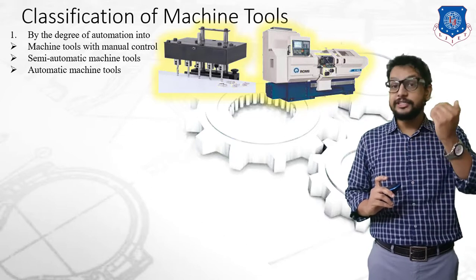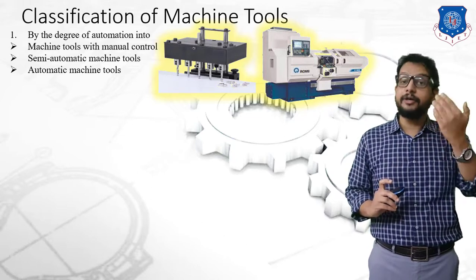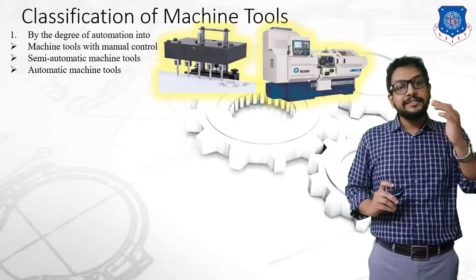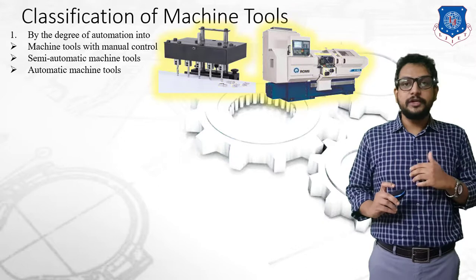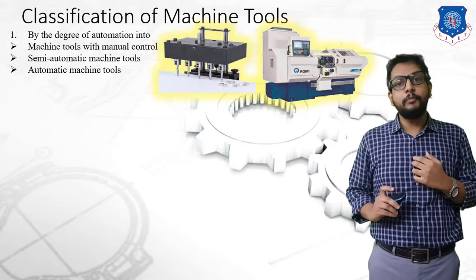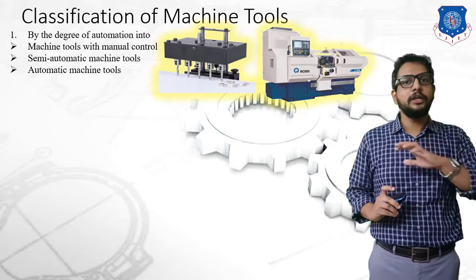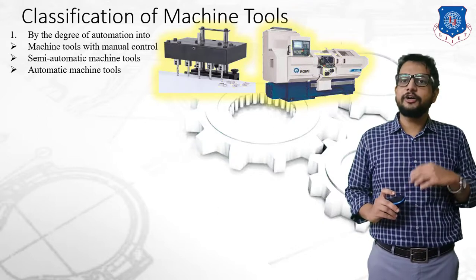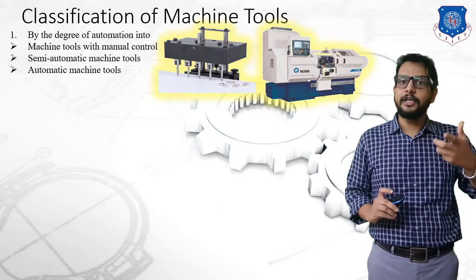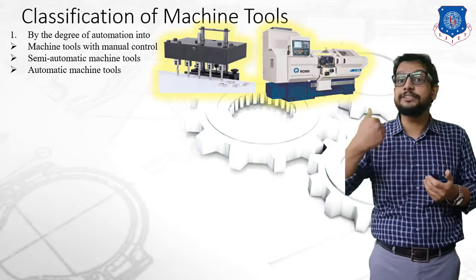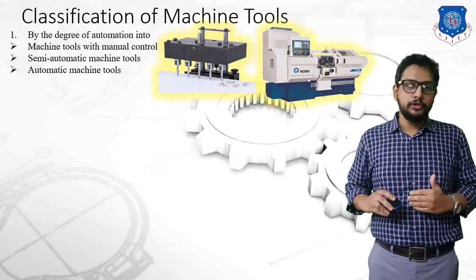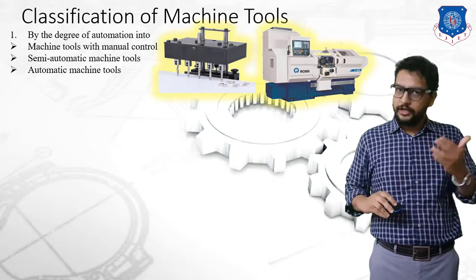You will get to know what is auxiliary motion and what is primary cutting motion, okay, in subsequent lectures. Okay, now next is automatic machine tools, which means CNC machine tools, we can say computerized numeric control, a totally automatic machine tool. All the tasks are performed by the machine tool itself. There is a drive motion, that is our primary cutting motion, feed motion, as well as the auxiliary motions are performed by the automatic machine tool. So this was a classification based on the degree of automation.